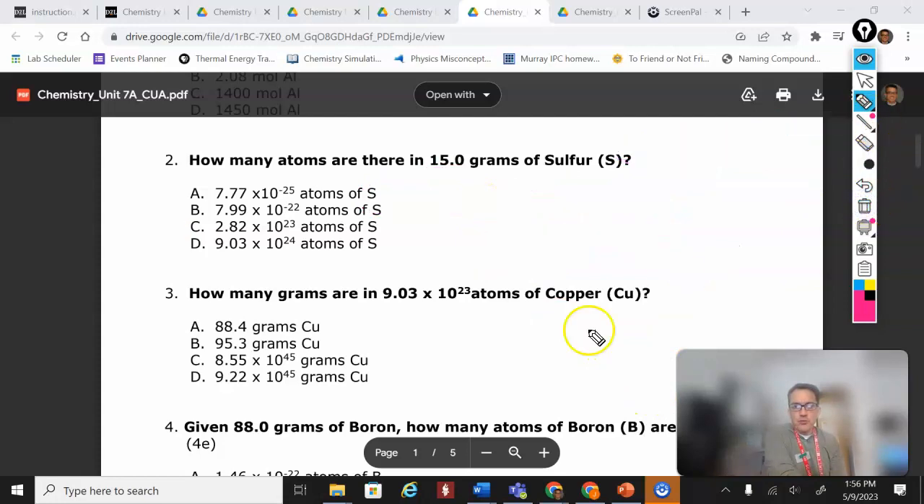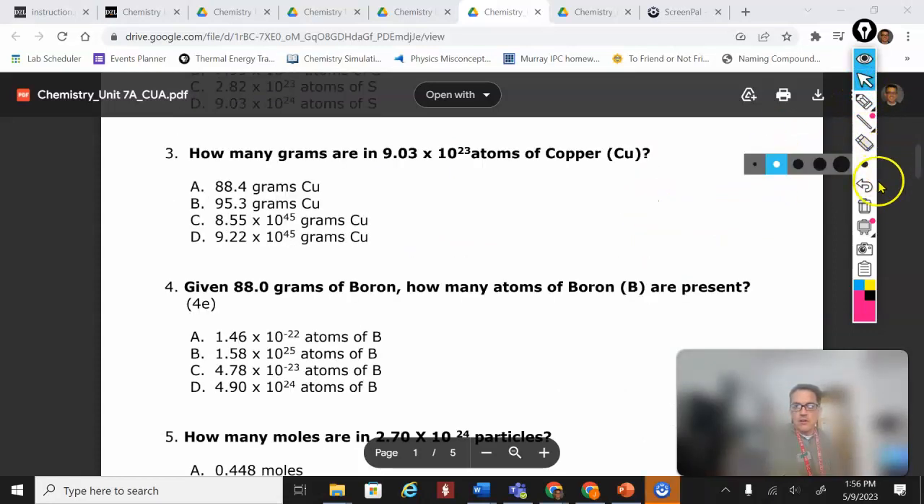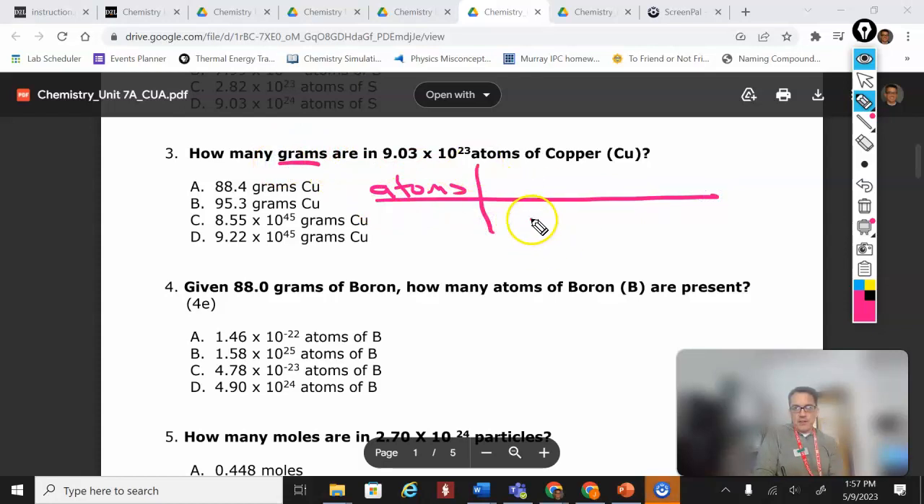Number three, we're going from grams to atoms, which is the reverse of the previous question. So we've got atoms, and we're trying to end up at grams. So I need to cancel out atoms. I can turn atoms into moles, and then I need to cancel out moles and turn that into grams.